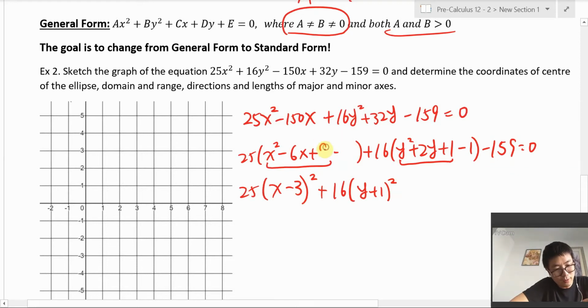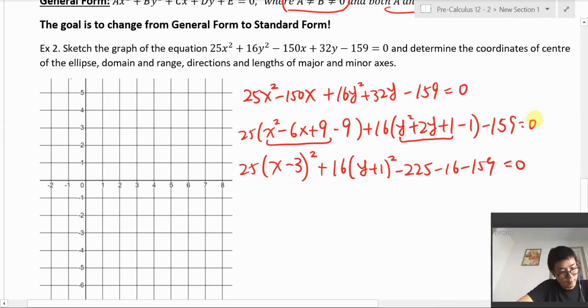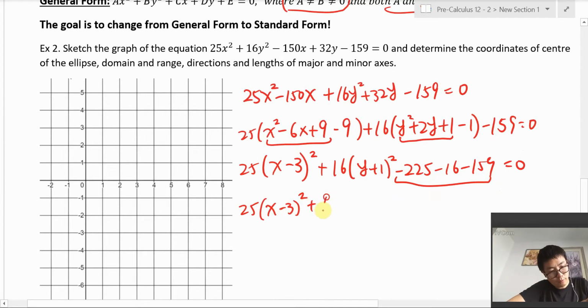Okay, it's plus 9 minus 9 here. Sorry about that. So now, 25 times negative 9 is negative 225. Minus 16 minus 159 equals 0. We can move these three terms to the right. You should get, I believe, 175. Yeah, 400. So plus 16 y plus 1 squared equals 400.